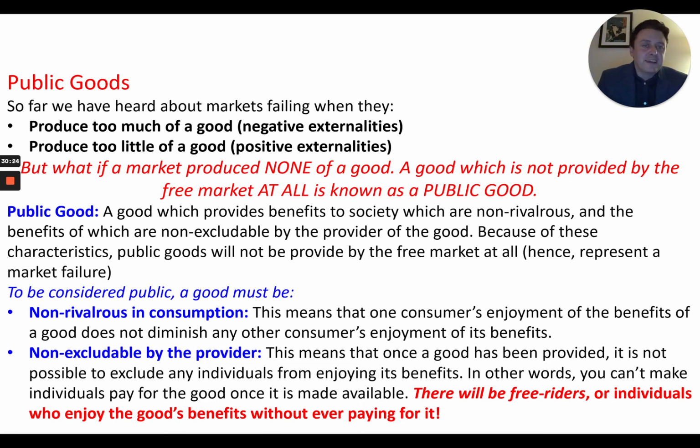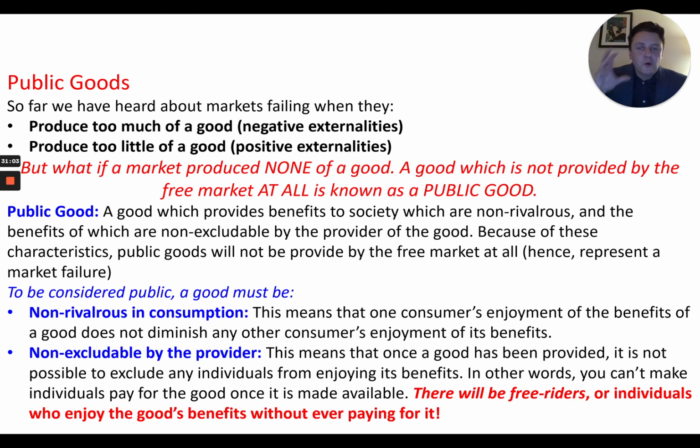Okay, and in the UK, museums, or some museums, are still public goods where it's free to enter as it benefits society as a whole. So there's some key concerns here with public goods. A public good provides benefits to society which are non-rivalrous and non-excludable. That is the key definition. A non-rivalrous good means that one consumer's enjoyment of the benefits of the good does not diminish any other consumer's enjoyment of its benefit.